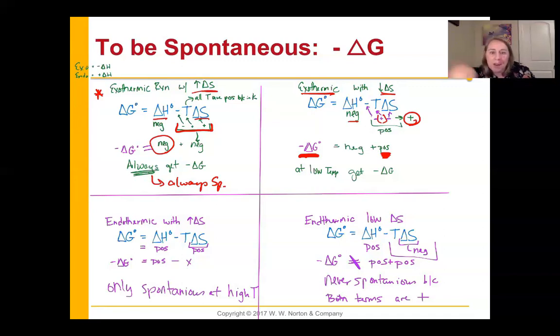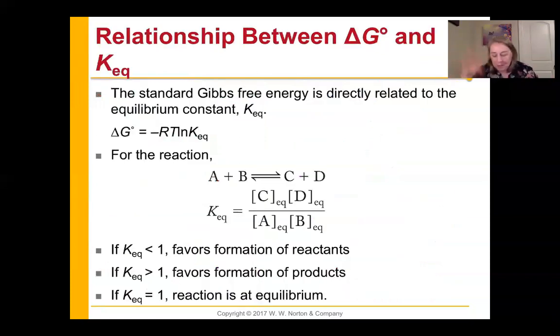What if you have an endothermic reaction with really low disorder, with really low entropy? Delta H is going to end up being positive, and delta S is going to be negative. So you have a negative in front, temperature is positive, and delta S is negative, so a negative times a negative gives you a positive. If you have a positive and a positive value, there is absolutely no way that you can get a negative delta G value. So this will never be spontaneous. It doesn't matter how hot or how cold it is, never spontaneous. So if you understand the relationship, you can figure all of that out.